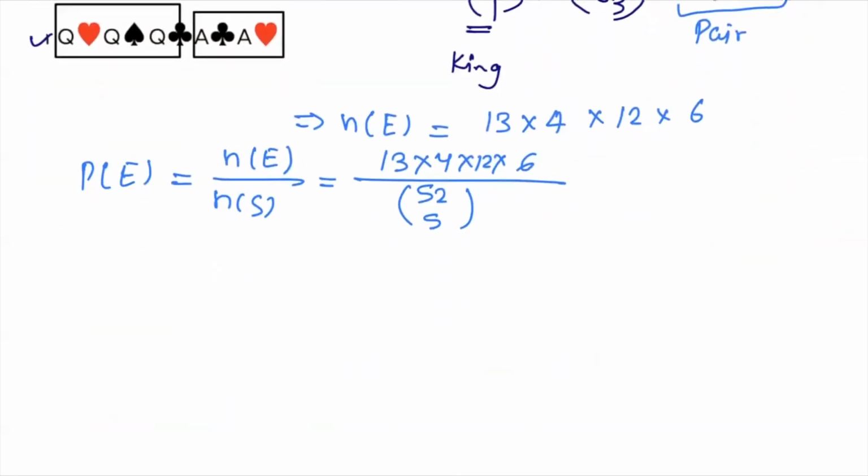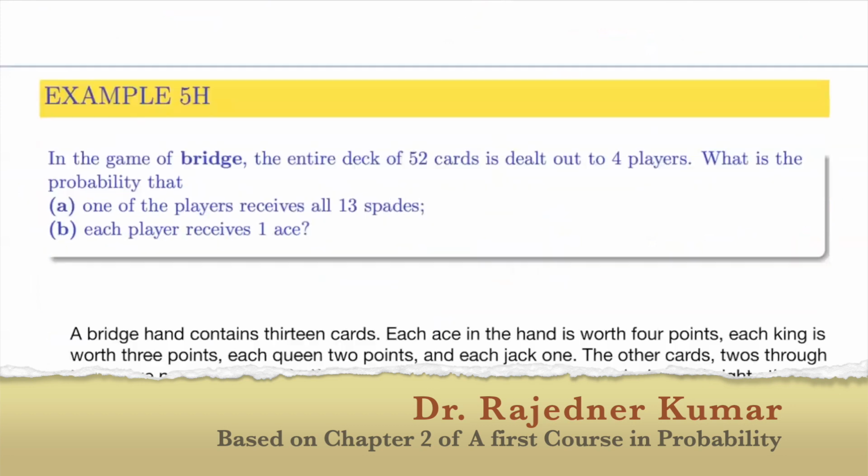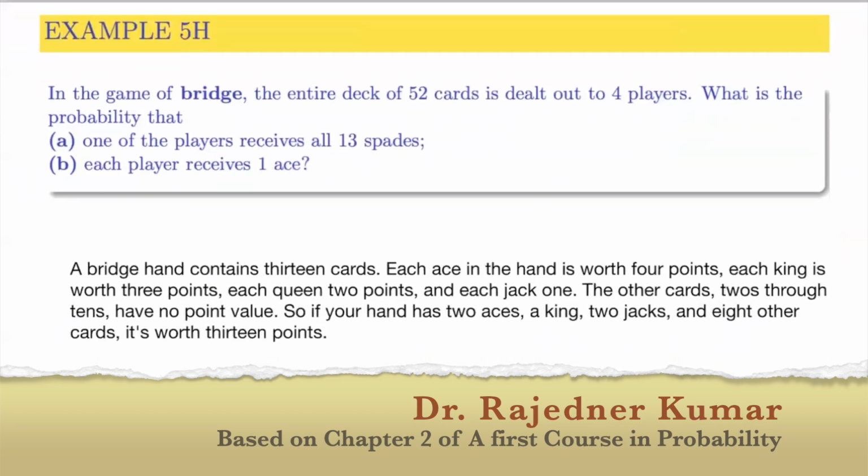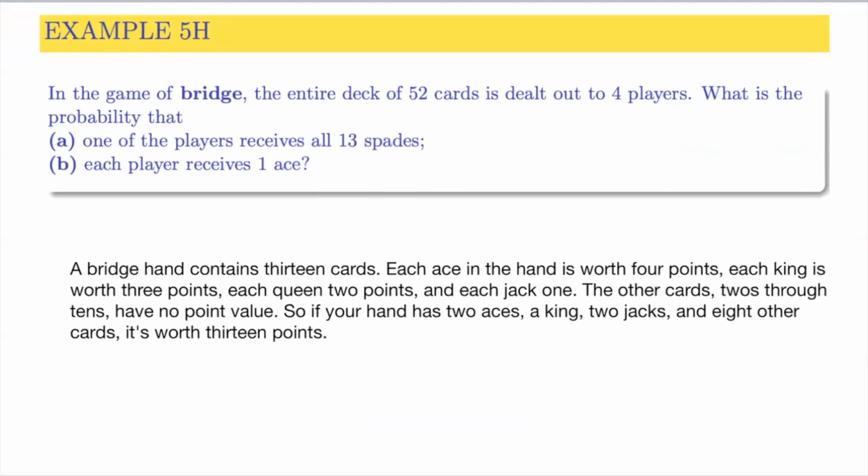Let us go to the next example. The next example is 5H there. And here we need to talk about bridge. In the game of bridge, the entire deck of 52 cards is dealt out to 4 players. The 52 cards have to be dealt out to 4 players. You have to distribute them.